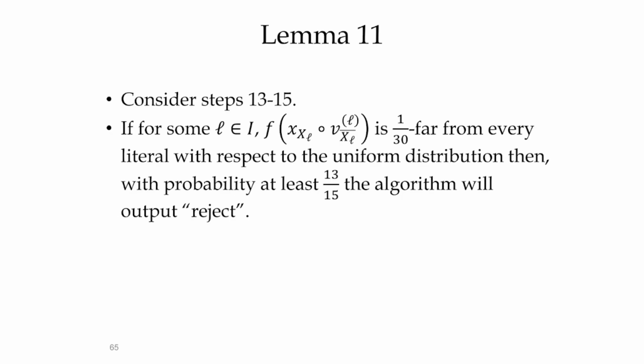So lemma 11. Consider steps 13 through 15. If for some L in capital I, f of x subscript capital XL concatenation V subscript capital XL bar, powered by L, is 1 divided by 30 far from every literal with respect to the uniform distribution, then with probability at least 13 divided by 15, the algorithm will output reject.